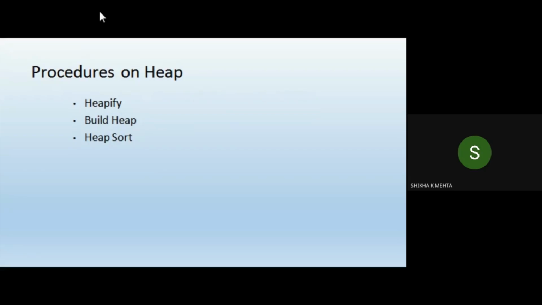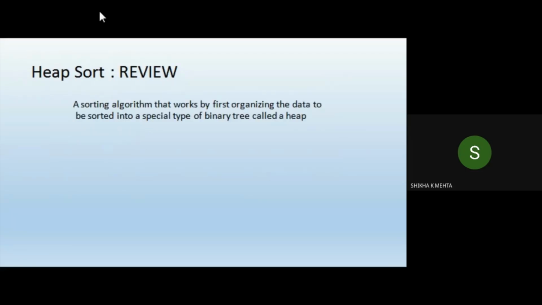In this sorting algorithm that we call heap sort, there are basically three steps that we perform. One is heapify, second is build heap, and then finally the heap sort. Now what is heapify? Heap sort has basically two types: one is called the max heap and another is called the min heap.